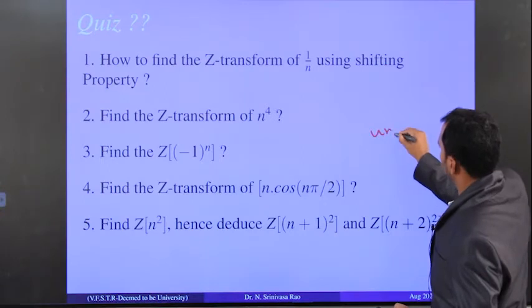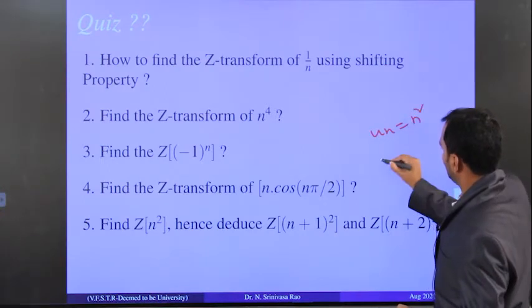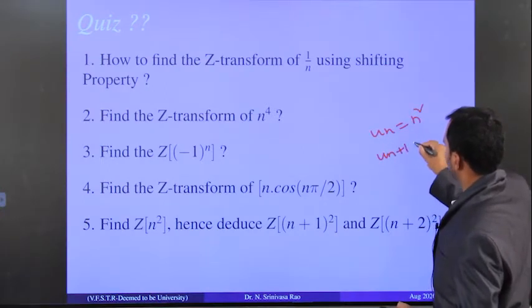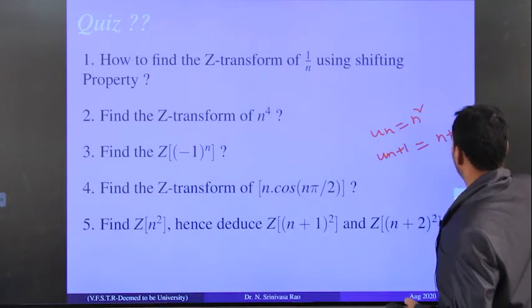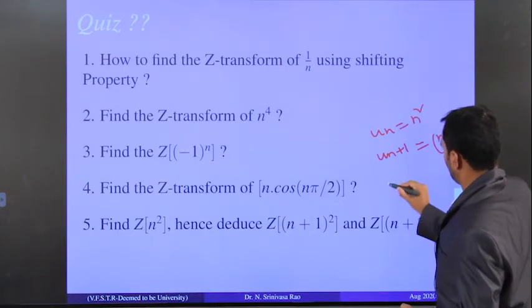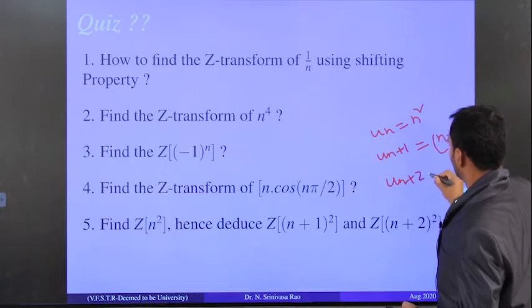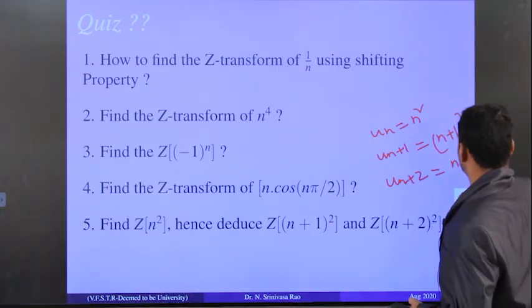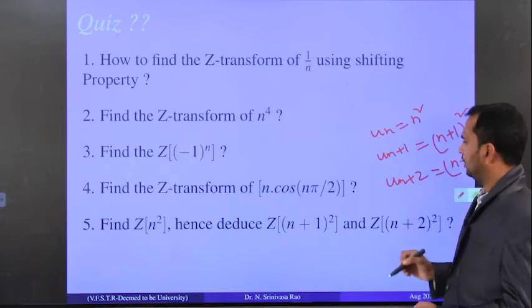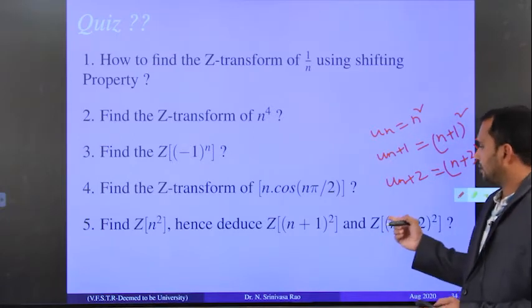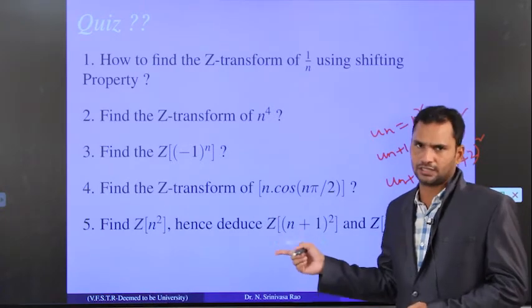u n is n square. Okay, so what is u n plus 1? Okay, so by shifting property you have to apply n plus 1 whole square. So now what is u n plus 2? So u n plus 2 is n plus 2 whole square. Okay, so by shifting property you have to find the answer for the question number 5.